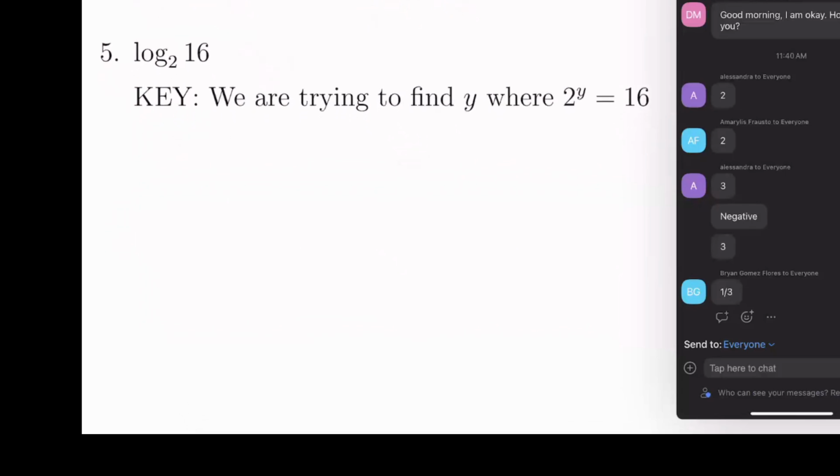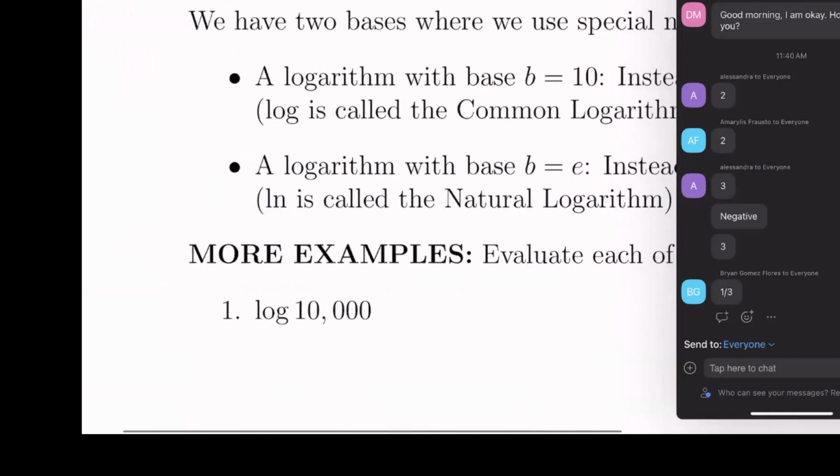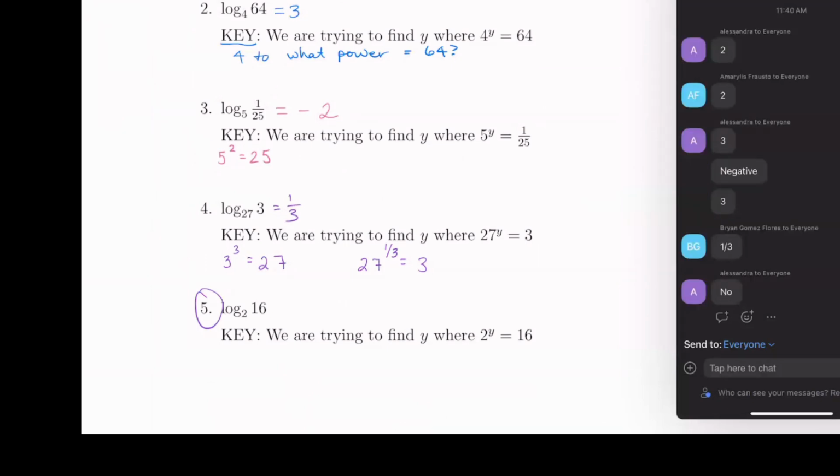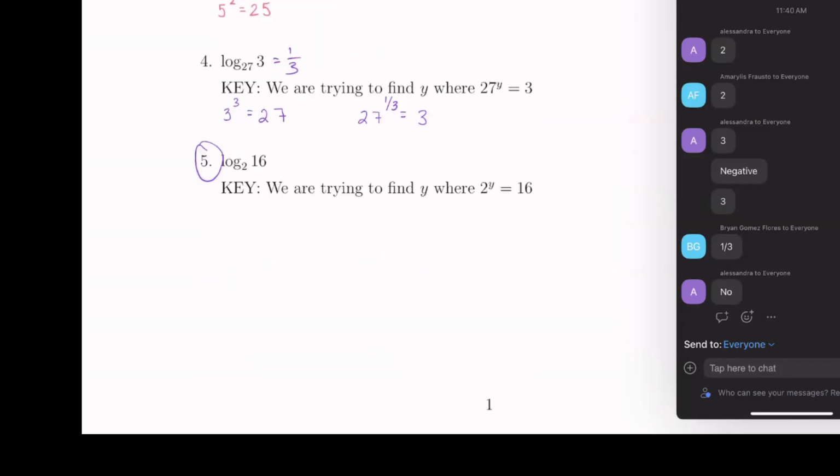And the last one, we'll leave that one for workshop. Questions on this page? All right.